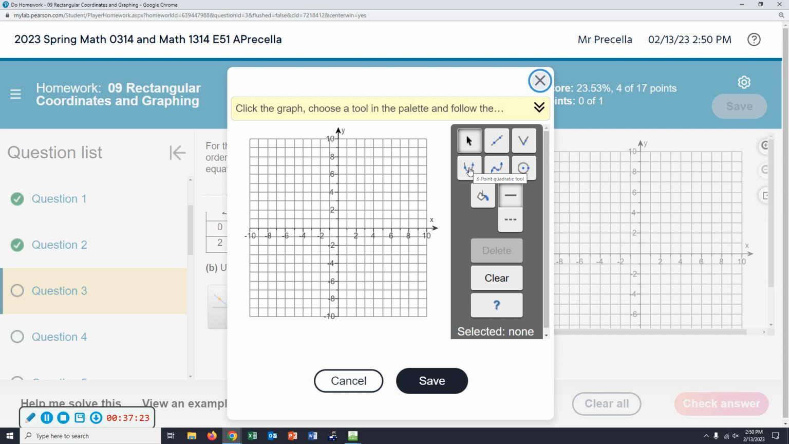I'm calling these a parabola, but we aren't actually going to define them as a parabola yet. What it's calling it is just 3 points. Do we have 3 points there? And quadratic means x squared. That's the tool you're going to use. Let me make a note of that. Use 3-point quadratic tool.